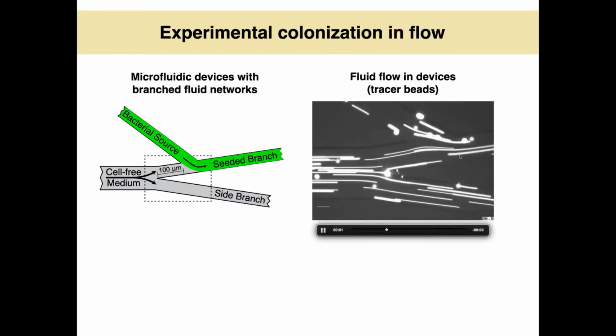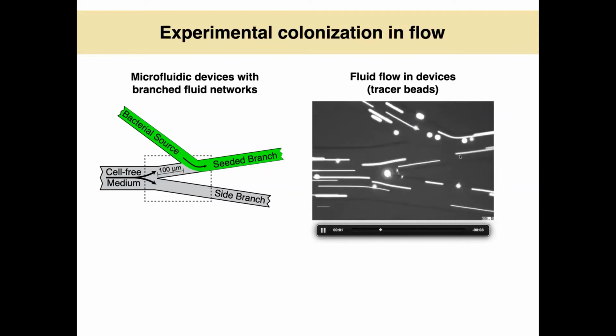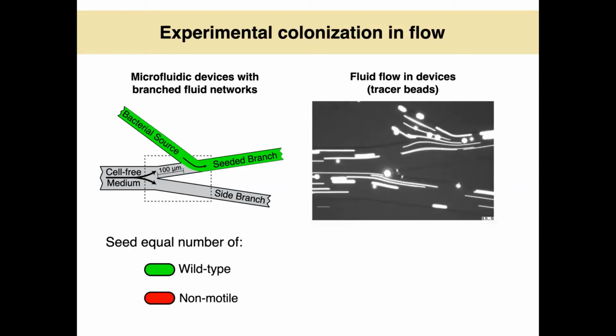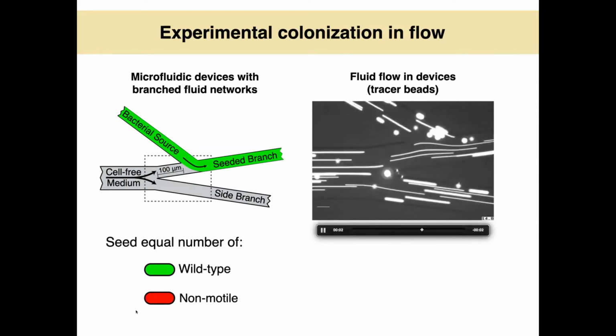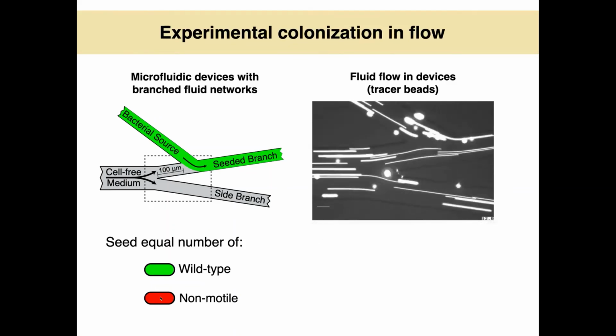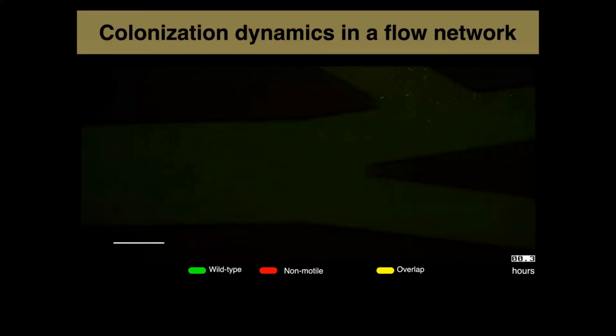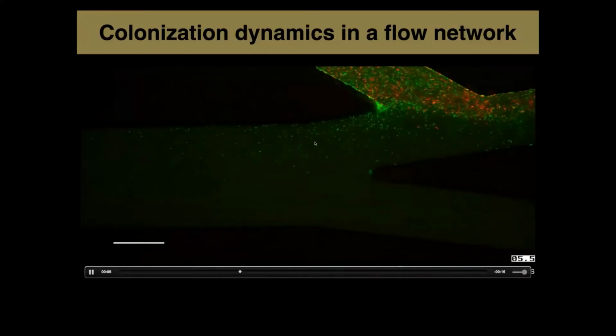And you're just looking at beads right here. They're not bacteria, but this is to establish how the flow works in this device. And we added wild type bacteria, and then we added bacteria that were not motile, because we wanted to make sure that the flow was as we expected. Okay, so what we would predict is that the bacteria are gonna move upstream, and then they're kind of gonna diffuse around the channel.